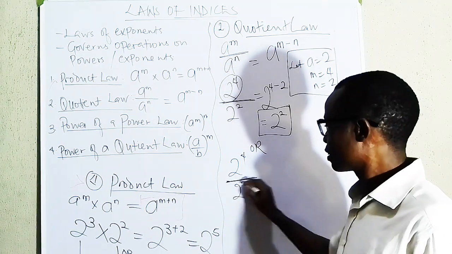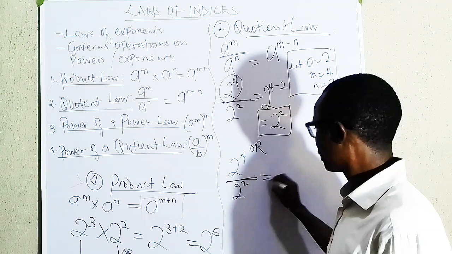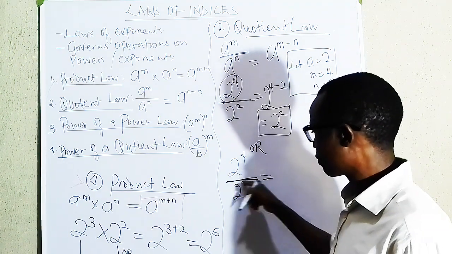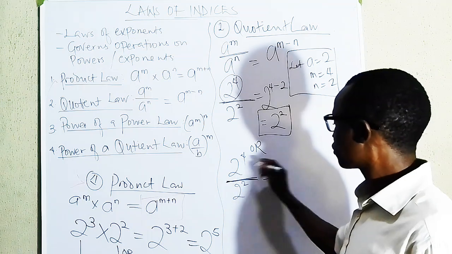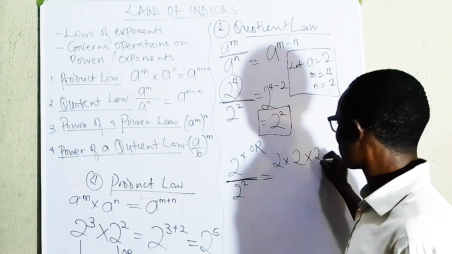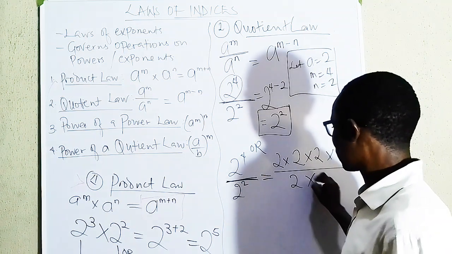Now, this is 2 raised to power 4 divided by 2 raised to power 2. So what is 2 raised to power 4? 2 raised to power 4 means 2 times 2 times 2 times 2 divided by 2 raised to power 2.